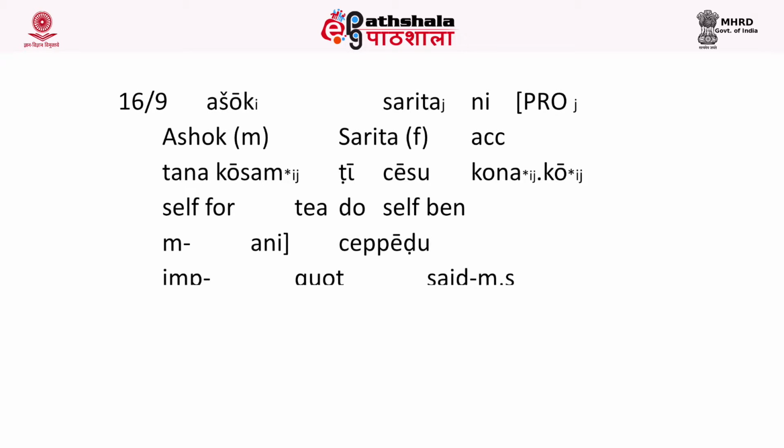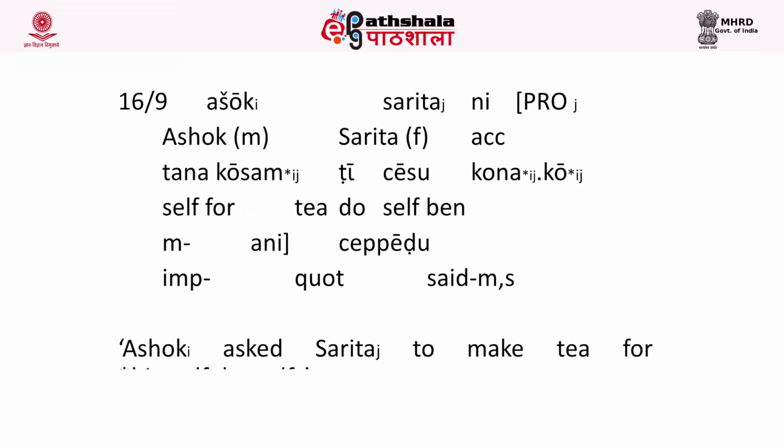Here, the embedded verb is chesu, to do. Kon is the self-benefactive, and you have a quotative occurring there, which occurs to the right of the embedded clause. Ashok asked Sarita to make some tea for herself, and it does not mean for himself.